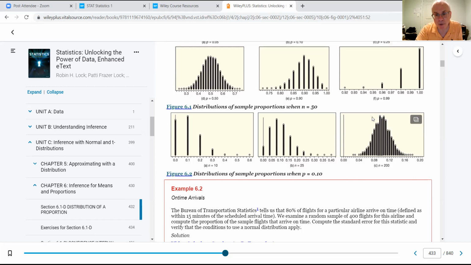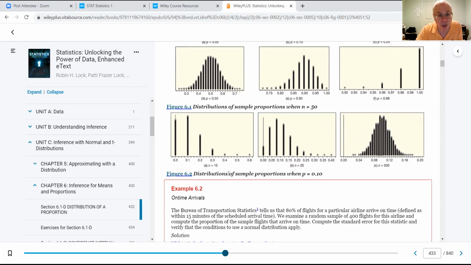We want it to look like this. And therefore, when n times p is greater than or equal to 10, typically it will look like this. This is what we want. All right, so that's what we have to determine. We have to calculate those two things, n times p, and also, by the way, n times 1 minus p.